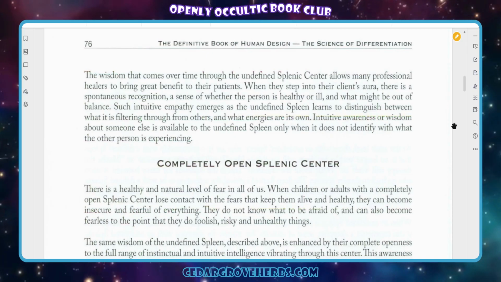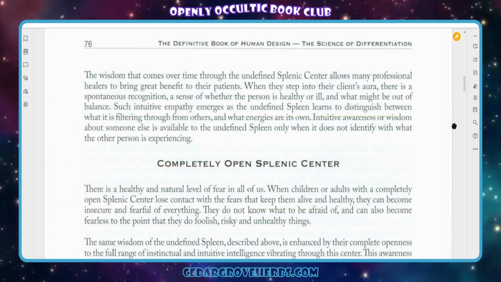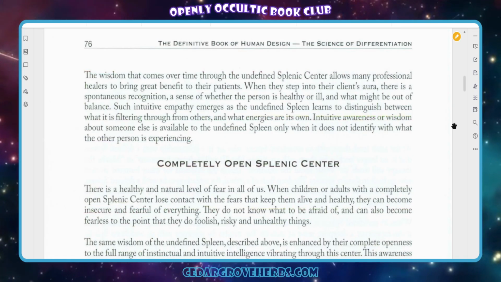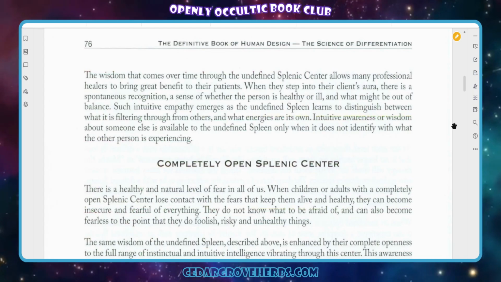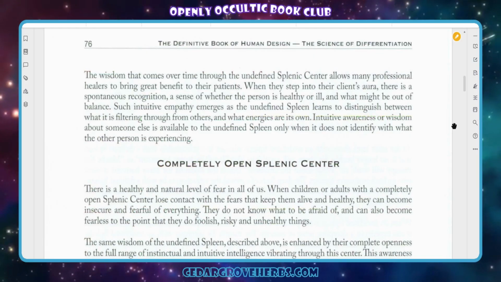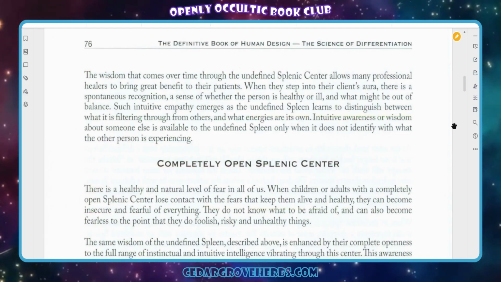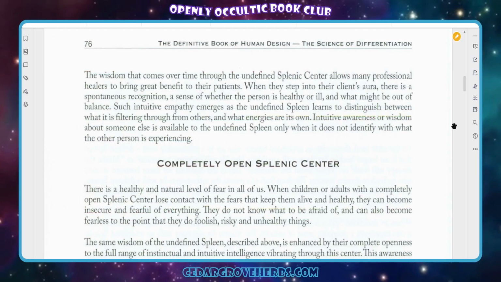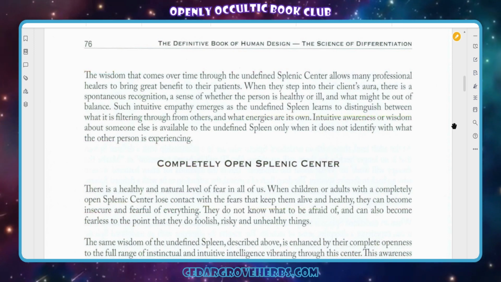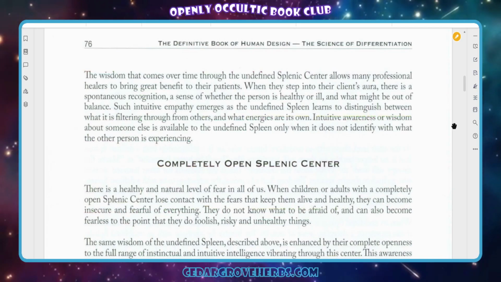The wisdom that comes over time through the undefined splenic center allows many professional healers to bring great benefit to their patients. When they step into their client's aura, there is a spontaneous recognition, a sense of whether the person is healthy or ill, and what might be out of balance. Such intuitive empathy emerges as the undefined spleen learns to distinguish between what it's filtering through from others and what energies are its own. Intuitive awareness or wisdom about someone else is available to the undefined spleen only when it does not identify with what the other person is experiencing.